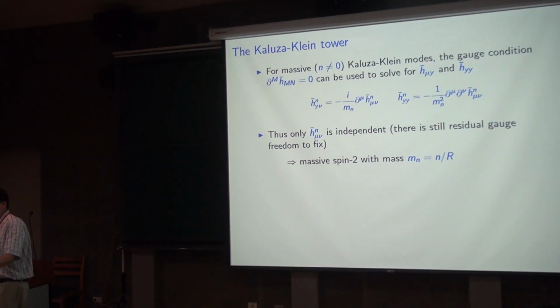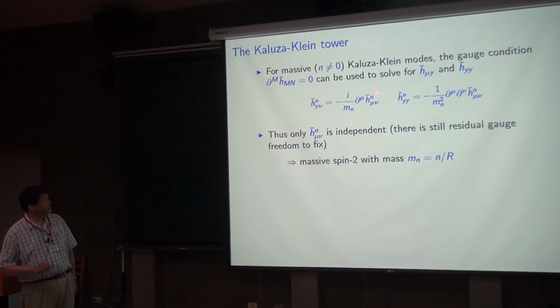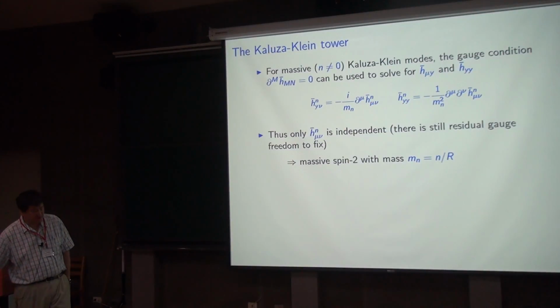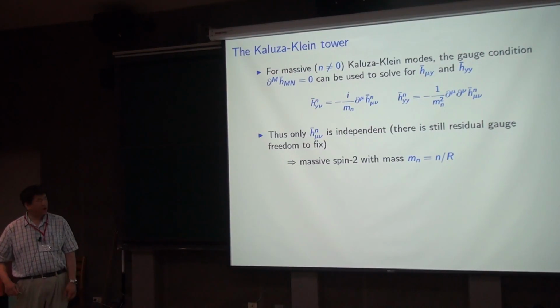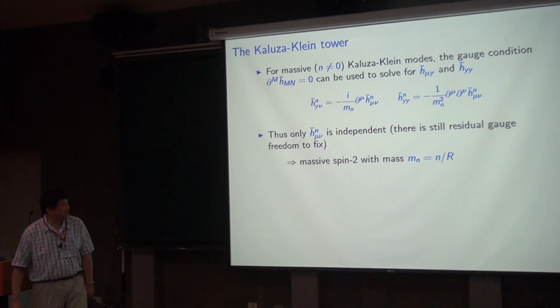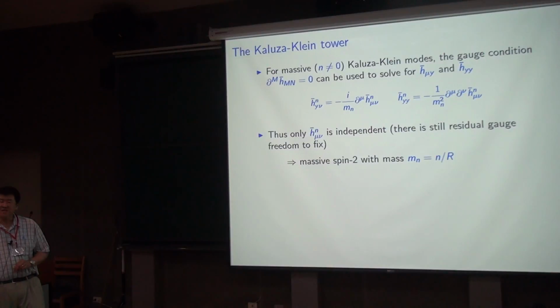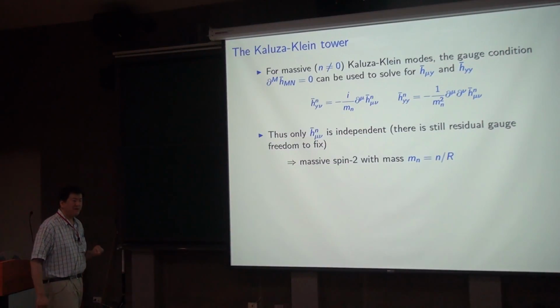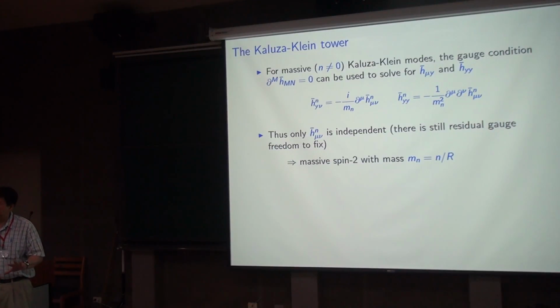What that means is if I solve for a massive KK state, if I solve the equation of motion, which is a massive box minus m squared equation, if I solve for h bar μν over here, then the additional components of the metric are determined just through these two equations over here. So h bar μν is the only independent part of the metric. And this corresponds to a massive spin 2 field, at least at the linearized level. And so in the massive Kaluza-Klein tower, all I find is, at every level n, one massive spin 2 field with mass n over r. There's no spin 1, there's no spin 0.